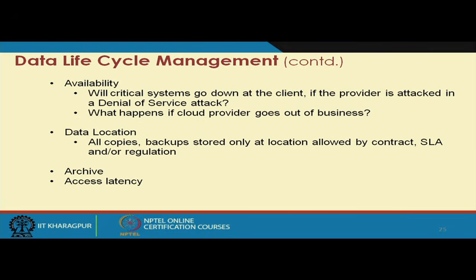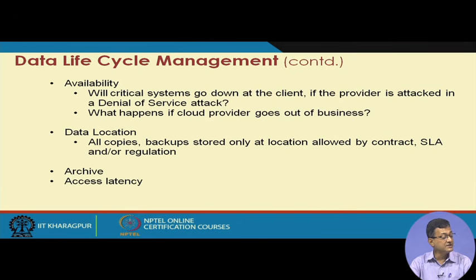These types of challenges are extremely difficult to address. Data location, as we have seen in the data life cycle: all copies and backups should be stored only at locations allowed by the contract, SLA, or regulation. Which jurisdiction the data is in, we do not have much control over. Then archive, access, and latency are other issues in these scenarios.